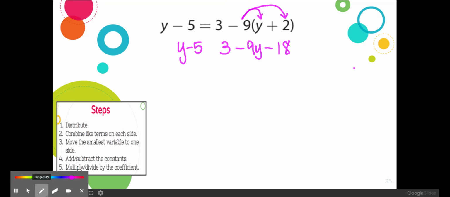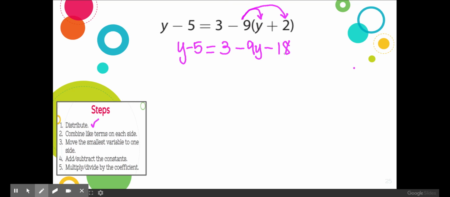I don't like how crooked that equal sign is. All right, so I have y minus 5 equals 3 minus 9y minus 18. So I completed step 1, check. Step 2, combine like terms. On this side, y minus 5, I do not have any like terms because I only have one term with a y and then one constant. Those are not like terms.